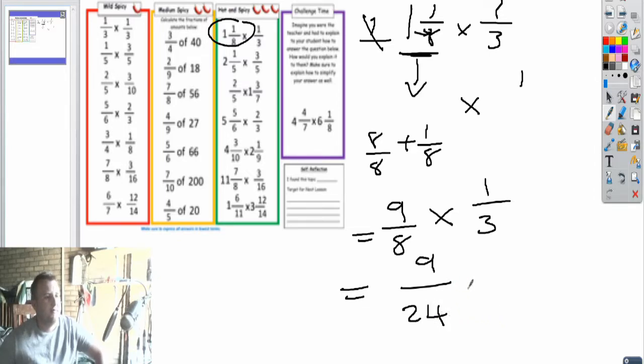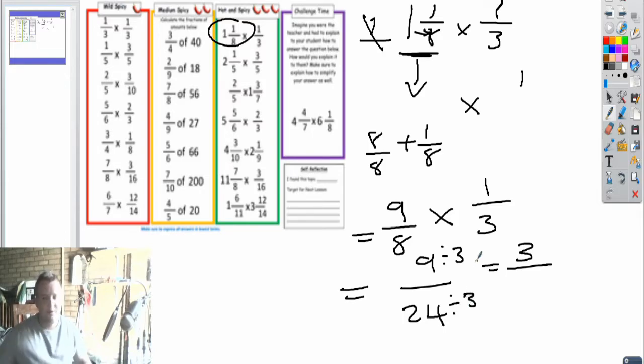Can we simplify that? I think we can. I think 3 goes into these. So we divide that by 3 and divide 24 by 3. 3 goes into 9 3 times, and 3 goes into 24: 3, 6, 9, 12, 15, 18, 21, 24. So it's 8 times to make 3 over 8. So there you go. 3 over 8 is our answer.